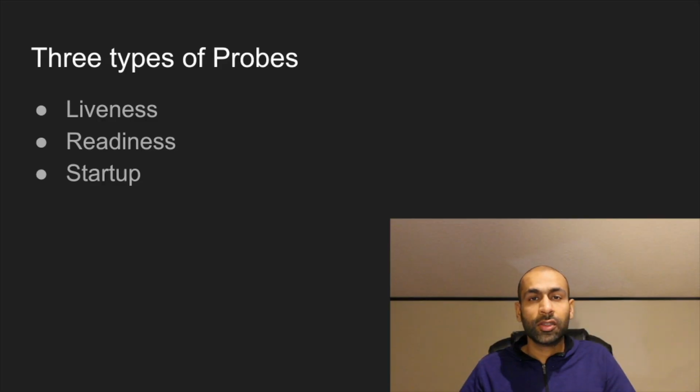So let's look at the various types of probes that Kubernetes provides for monitoring our application. There are three types of probes that Kubernetes has. Number one is liveness probes. These types of probes are used to make sure the application is always running.